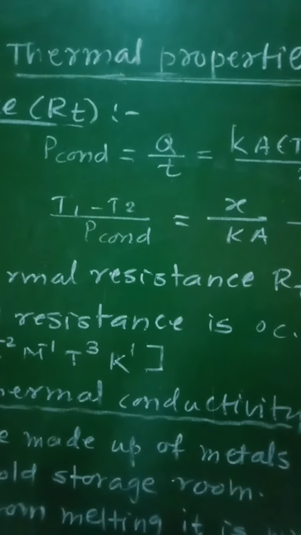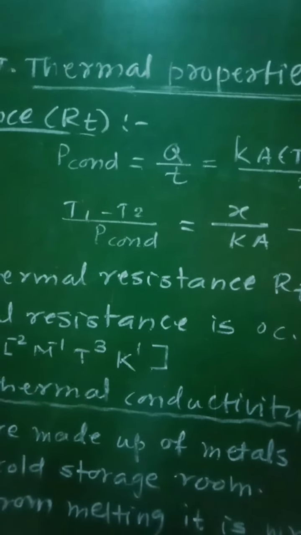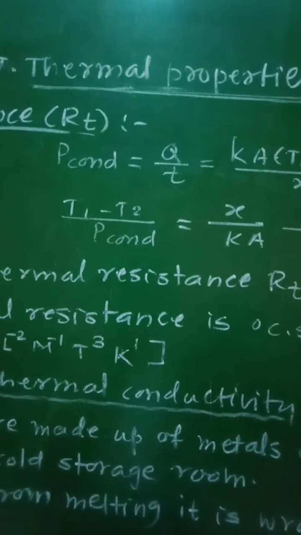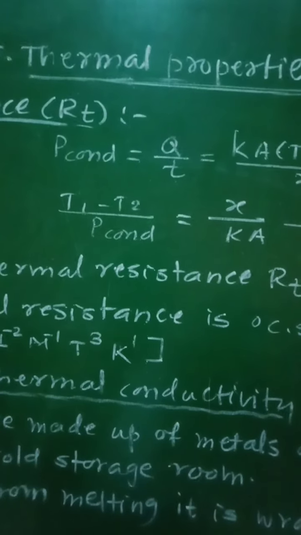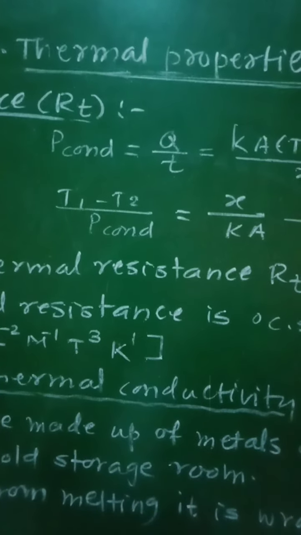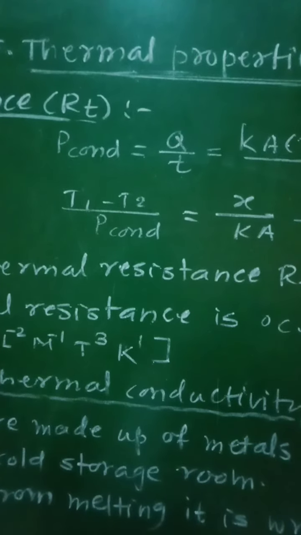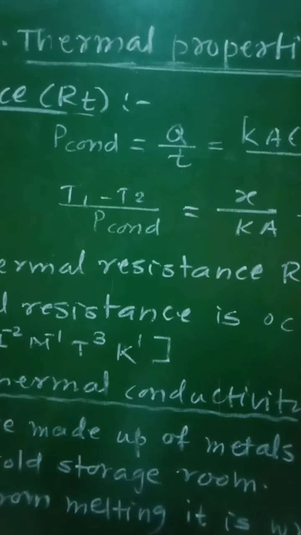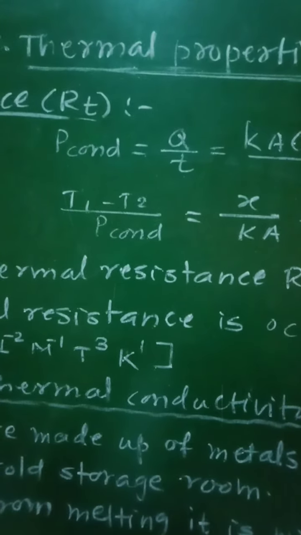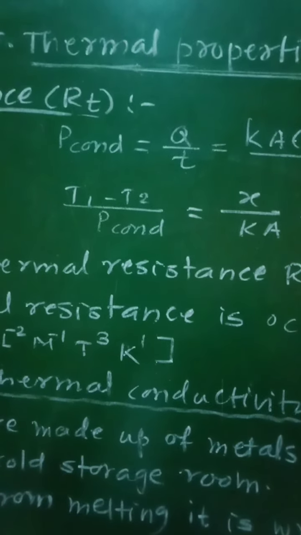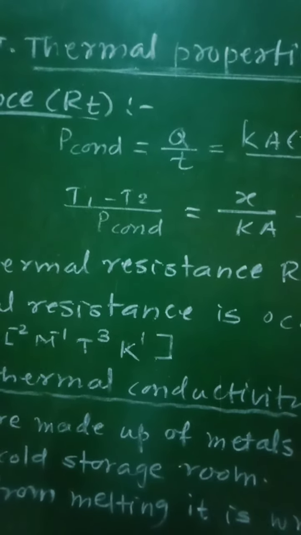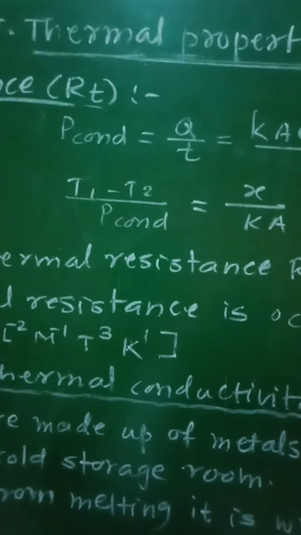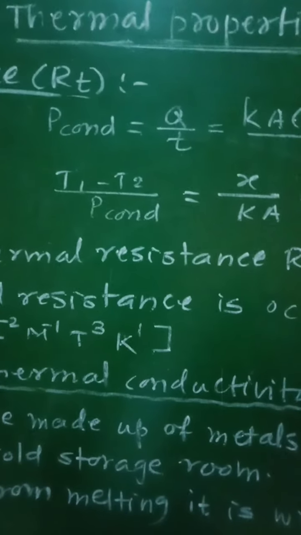The opposition offered by any body to the flow of heat through it is called thermal resistance. The greater the thermal conductivity of a material, the smaller is the thermal resistance, and vice versa, and thus the bad thermal conductors have high thermal resistance.